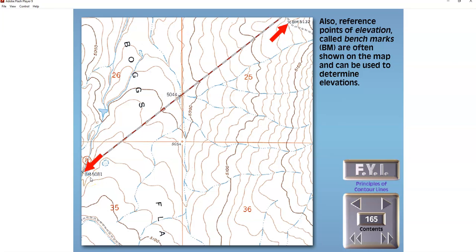Benchmarks are made out of brass or aluminum, and it's kind of like a rivet, and they stamp them into the ground. Usually you see them either at the bottom of a hill or the top of a hill on a mountain. But they're put out there by the USGS to let you know some reference points. They're not going to put them everywhere, but they're reference points.